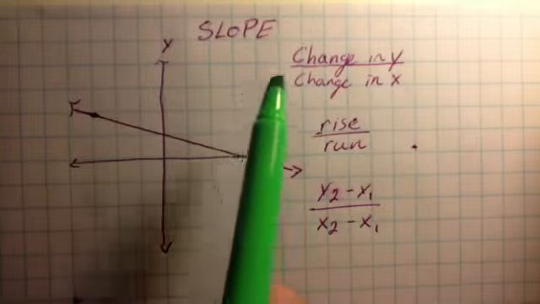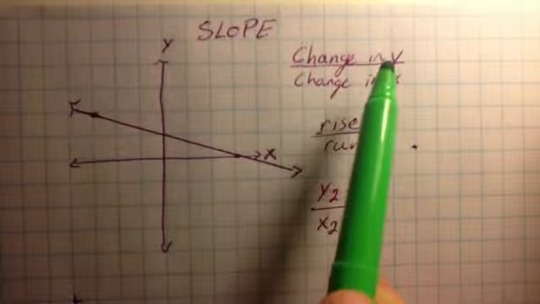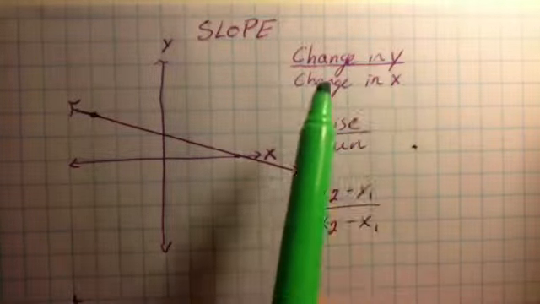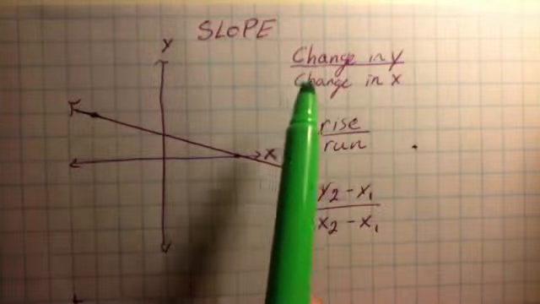So what is slope? Well, all slope is, it's a comparison between two numbers, y and x. Those are two different variables. And usually it's written as a fraction, right? Change in y divided by the change in x.